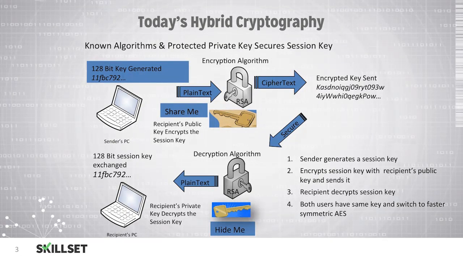Once that encrypted message gets to the recipient, they can then use their private key, which only they should have access to, to decrypt the message that was sent to them by the sender. Once they decrypt the message, they now have access to the 128-bit session key that the sender is going to use to encrypt data using a symmetric algorithm.